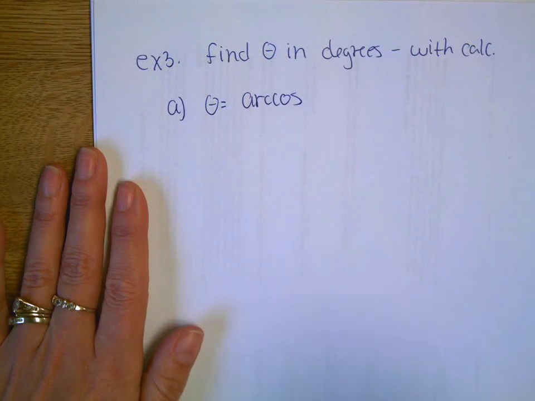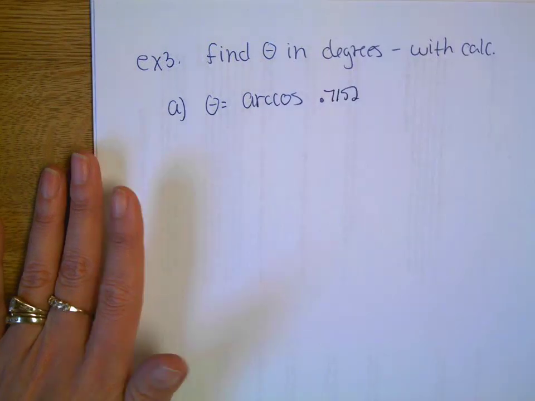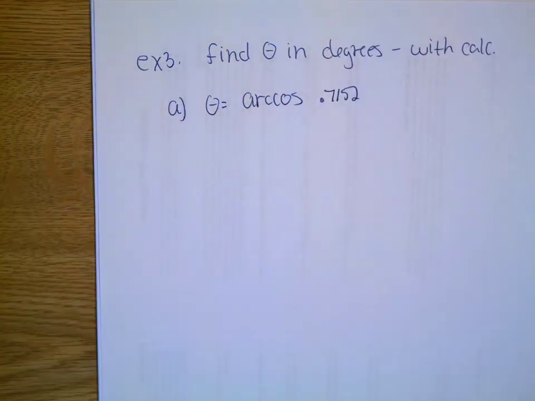Arc cosine of 0.7152. What's nice here is the calculator will put the negative in. It will give you the negative angle if it's in quadrant 4 or quadrant 2. You don't have to think about it. We're doing radians.